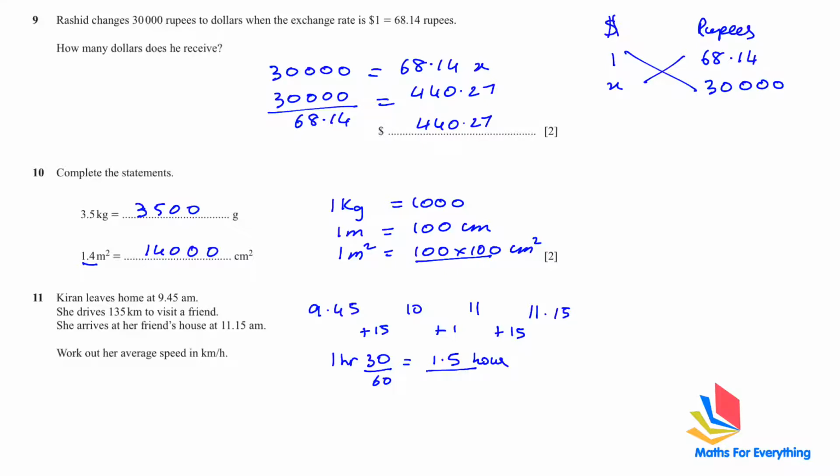So now we've got the time and we have got the distance. To find the speed, we use the formula distance over time taken. 135 divided by 1.5 will give us 90 kilometer per hour. To find the time, we can also use the calculator. I've showed it in my other videos too.